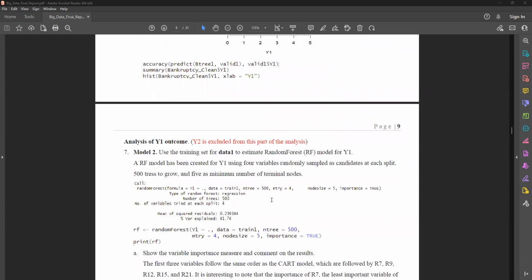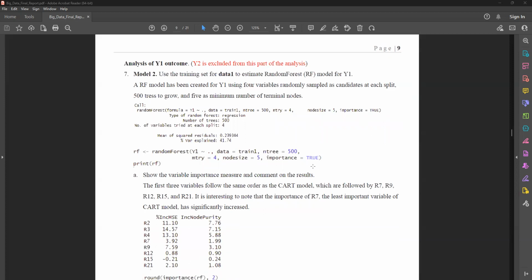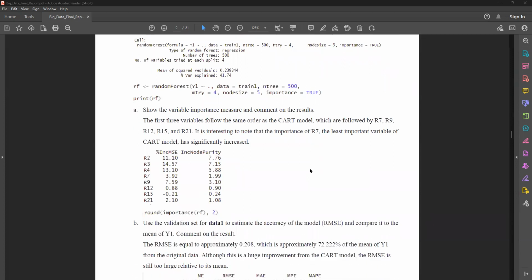Moving on to the random forest model, we've created such model with the parameters as follows, attached in the screenshot. And in terms of the variable importance, the first three follow the same order as the CART model, and the other four are rather mixed. So it's followed by R7, R9, R12, R15, and R21. And it's really interesting to note the importance of R7, the least important variable of the CART model, has become the fourth most important variable under the random forest model.